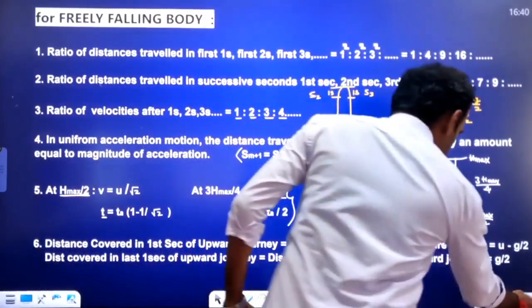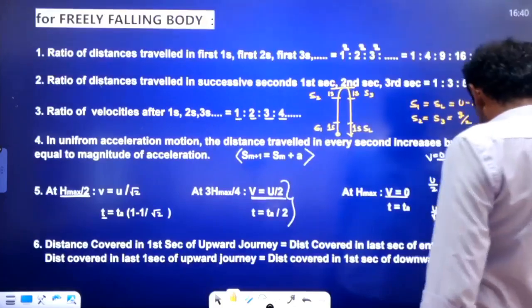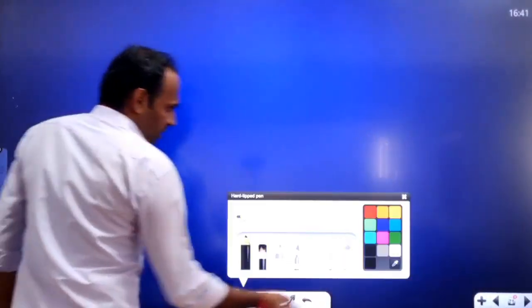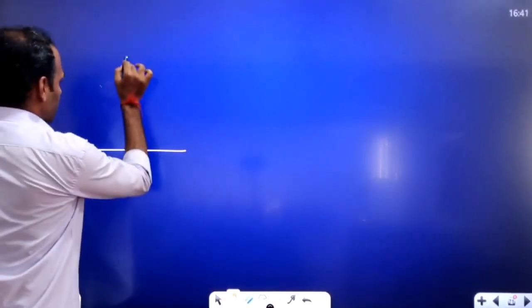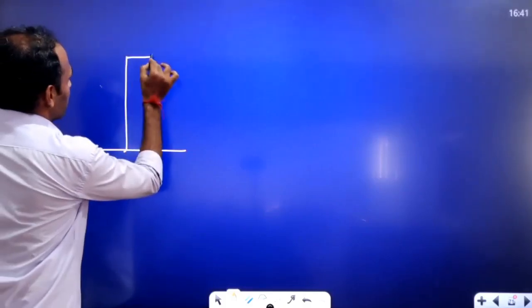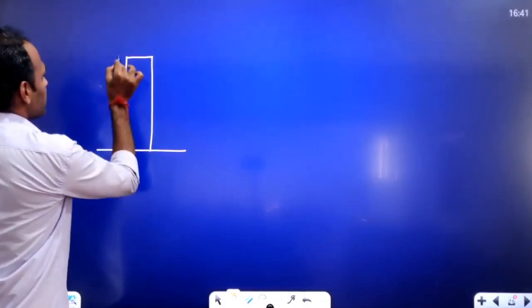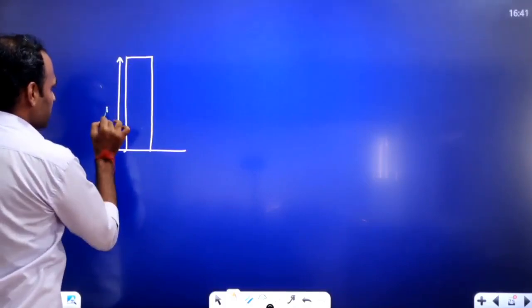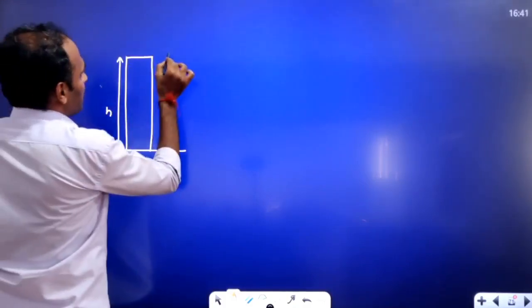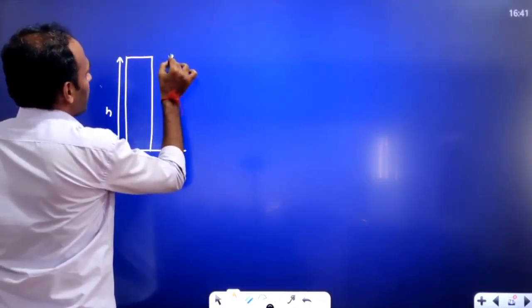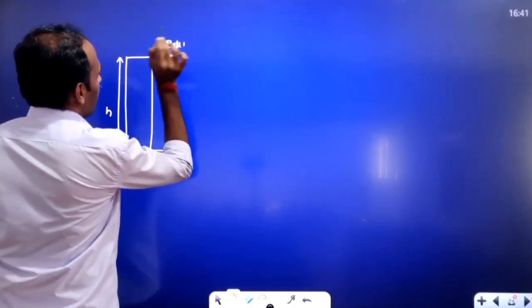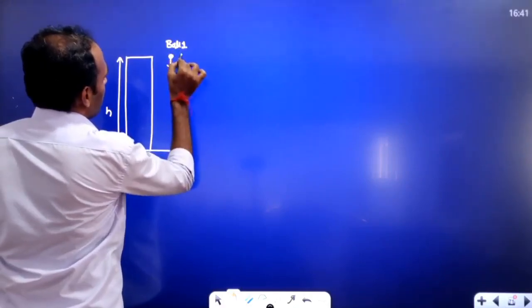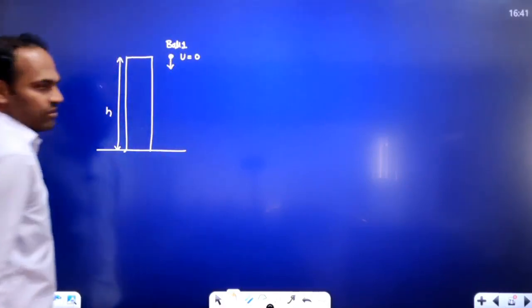Okay, well, see next, before going to this, we'll discuss one more case here. Very important thing. See, if from the top of a tower, or we can take it as a building, let the height of this tower or the building be h. From the top of the tower we are dropping a ball. Let me take this as ball number 1 and we are dropping it. Dropping means the initial velocity is 0.